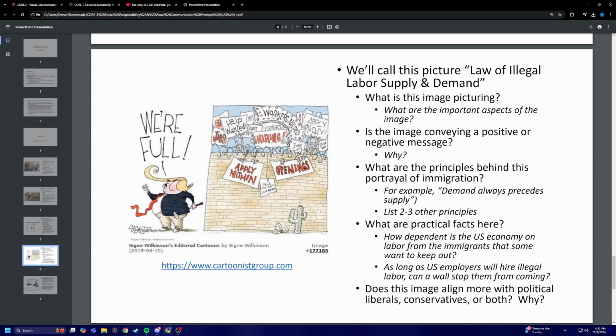African American. So as long as U.S. employers will hire illegal labor, can we really stop them from coming? This is a tough question because the wall's only 10 feet high. U.S. employers will always find a way. Like the Underground Railroad, it's another example of how U.S. employers will always hire illegal labor if possible.